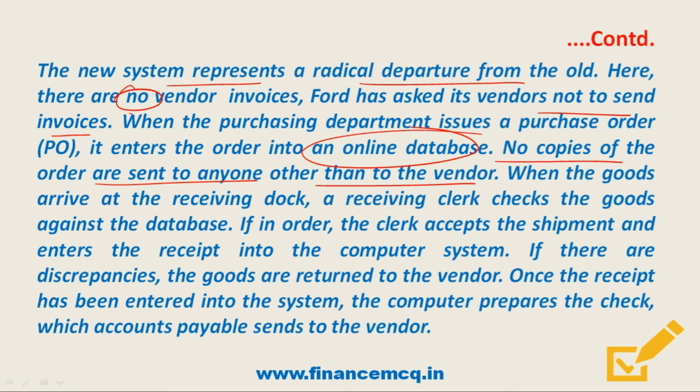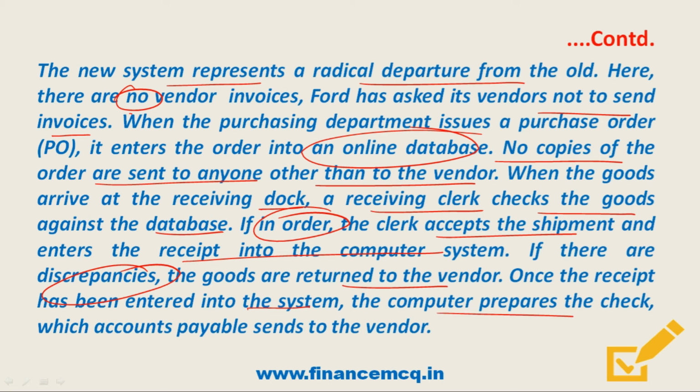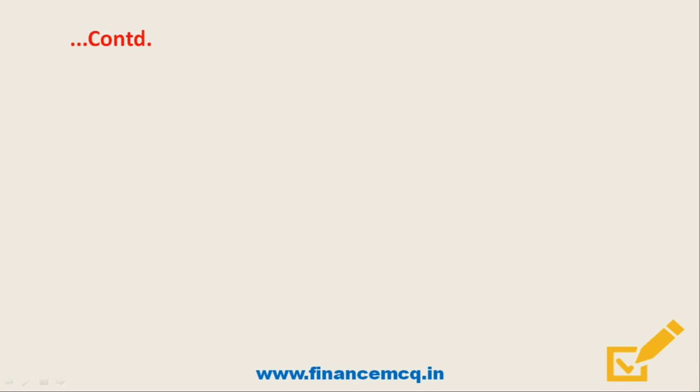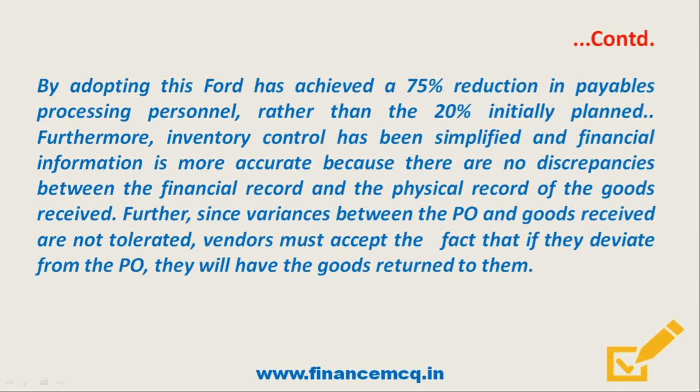So friends, when the goods arrive at the receiving dock, a receiving clerk checks the goods against the database. If it is in order, the clerk accepts the shipment and enters the receipt into the computer system. If there are any discrepancies, the goods are returned to the vendor. Once the receipt has been entered into the system, the computer prepares the check, which accounts payable sends to the vendor. Because of this, Ford could achieve a 75% reduction in payables rather than the 20% initially planned.